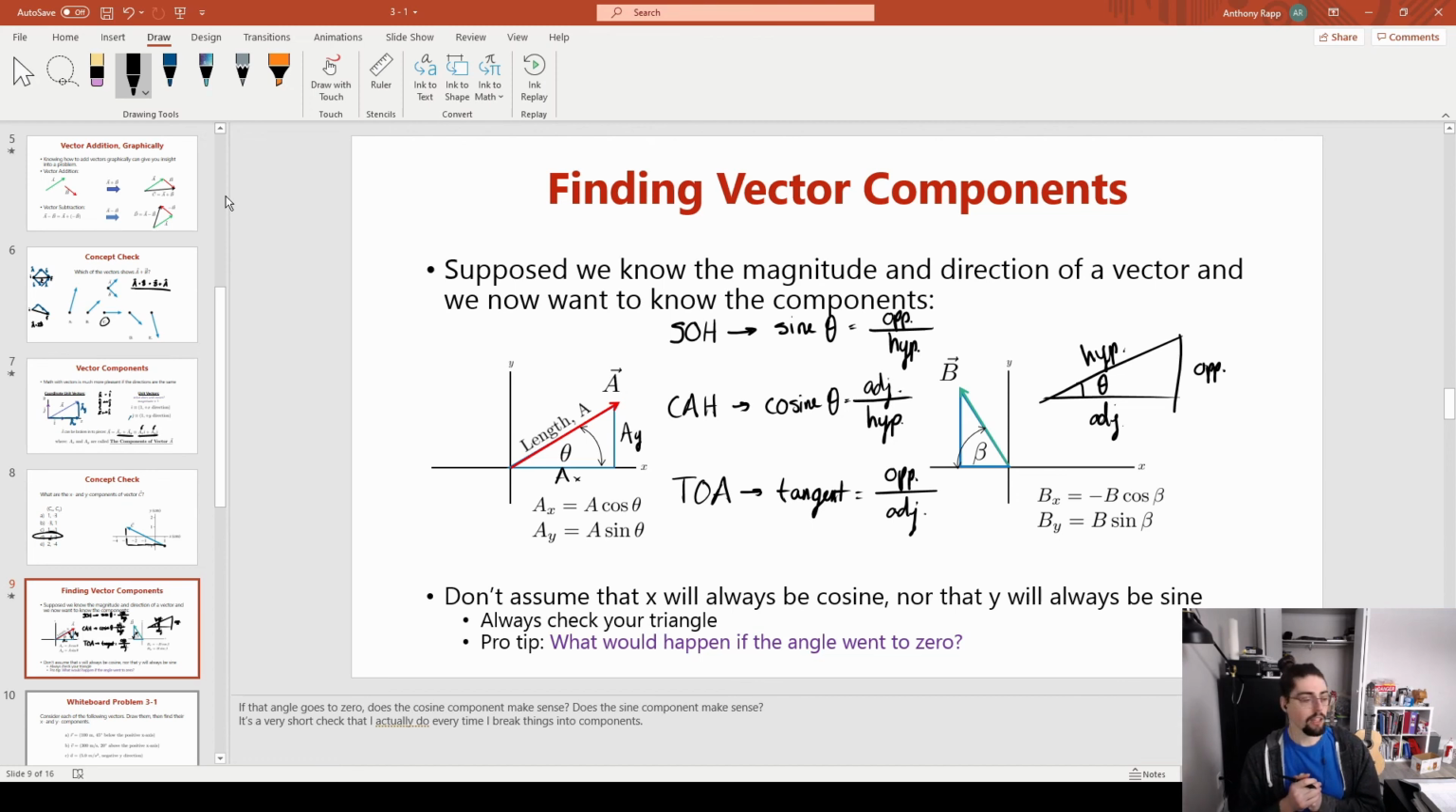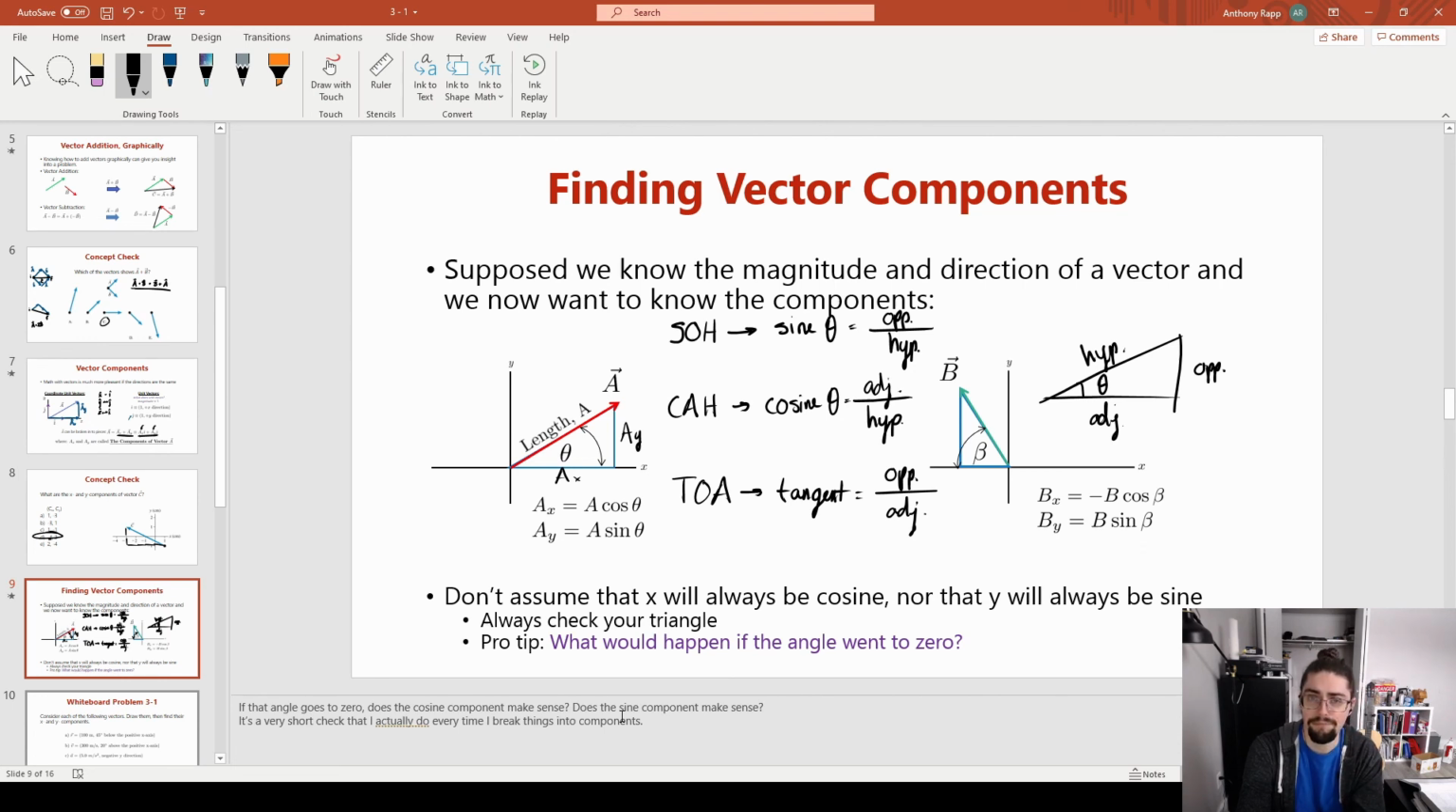So one of the last things I do have here, highlighted in purple at the bottom, is to imagine what would happen if the angle went to 0. I love to do this to check to make sure that what I have assigned cosine and sine is correct. What is cosine of 0? 1. What's sine of 0?